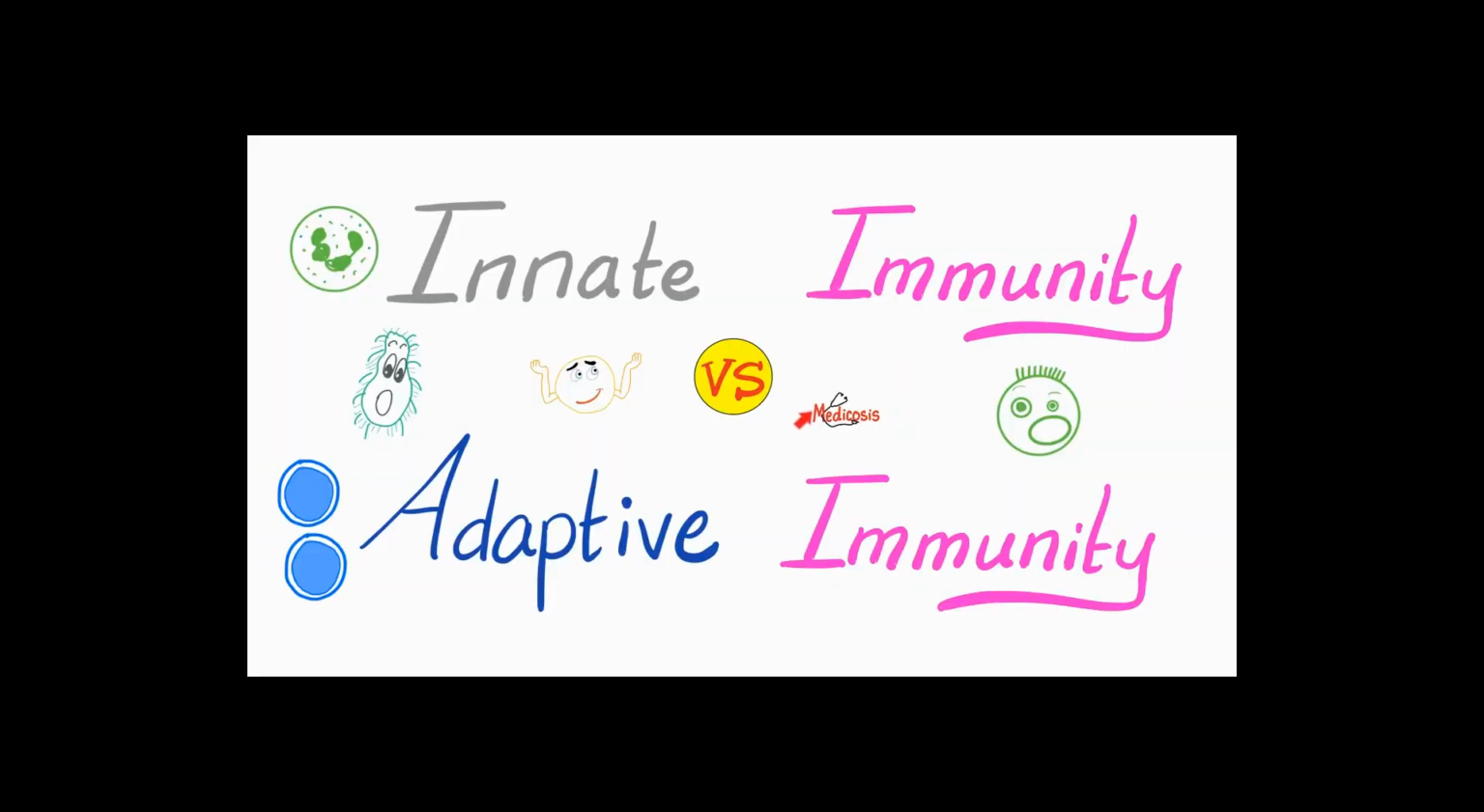What's up? What's up? This is Medicosis Perfectionalis, where medicine makes perfect sense. Today, we will continue our physiology playlist. It's time to talk about the innate immunity and the adaptive immunity, or the difference between the natural immunity and the acquired immunity. Put differently, it's the distinction between the non-specific immunity and the specific immunity.